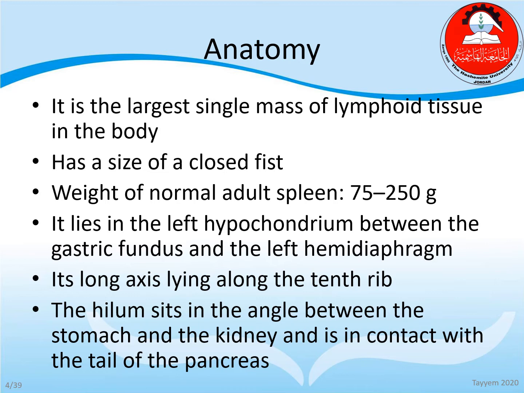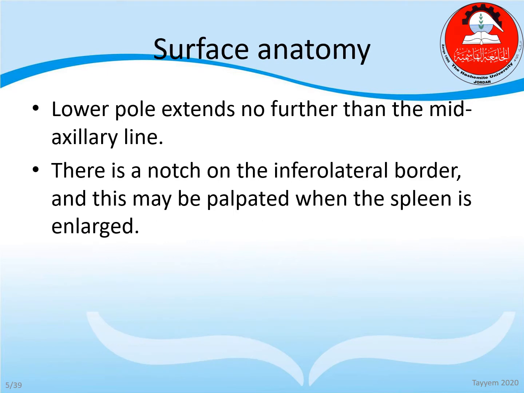It lies in the left hypochondrium between the gastric fundus and the left hemidiaphragm, and the long axis lying along the 10th rib. The hilum sits in the angle between the stomach and kidney, and is in direct contact with the tail of the pancreas.